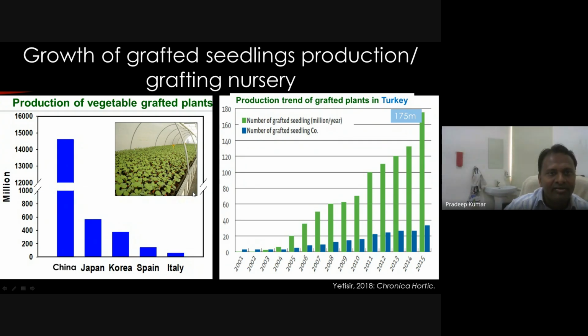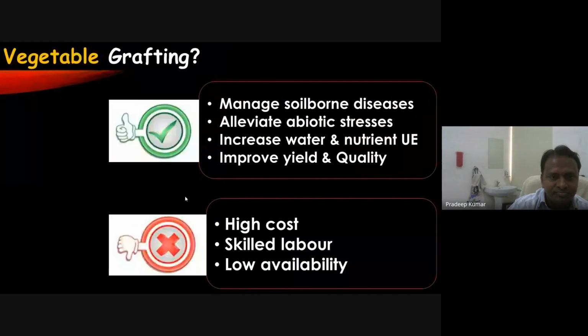They are the pioneer in terms of commercialization of these grafted seedlings, and now so many nurseries are coming up supplying grafted seedlings of different vegetables. So we know some of the advantages and disadvantages. The disadvantages: high cost, skilled labor, and low availability.